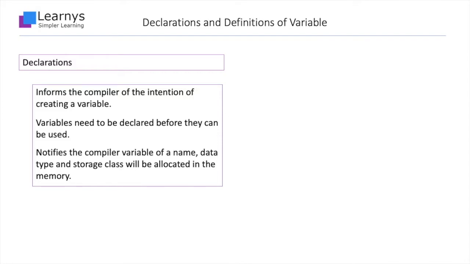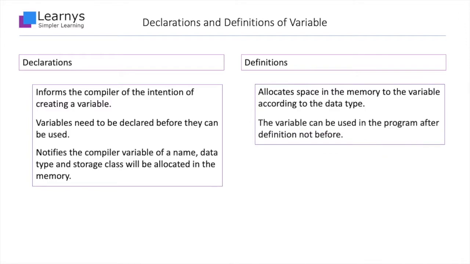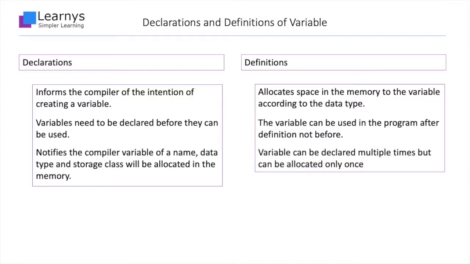The second step, apart from declaring a variable, involves allocating space in the memory to the variable according to the data type. Once defined, the variable can be used in the program as deemed necessary. A variable can be declared multiple times, whereas it cannot be defined more than once in a scope. The compiler assigns memory to a variable at its first use. This may be an assignment statement or a print statement, for instance.